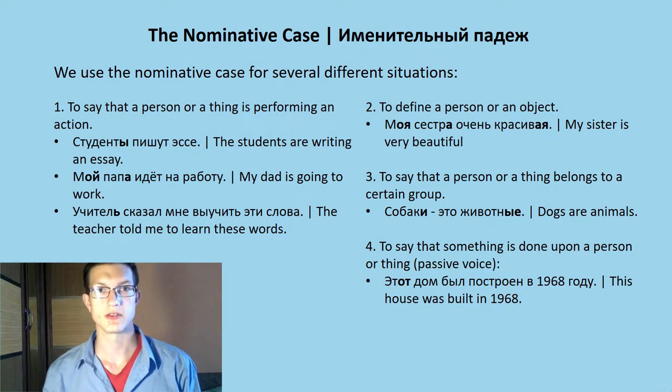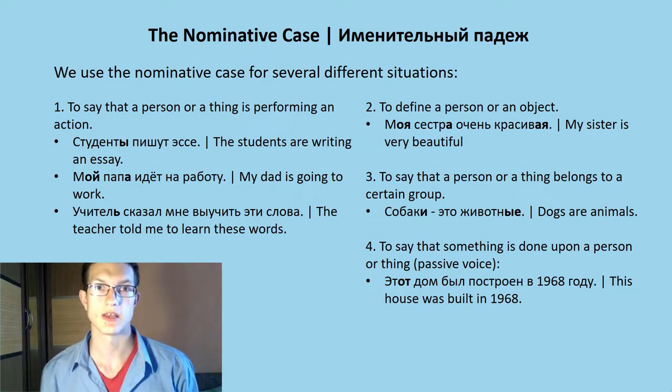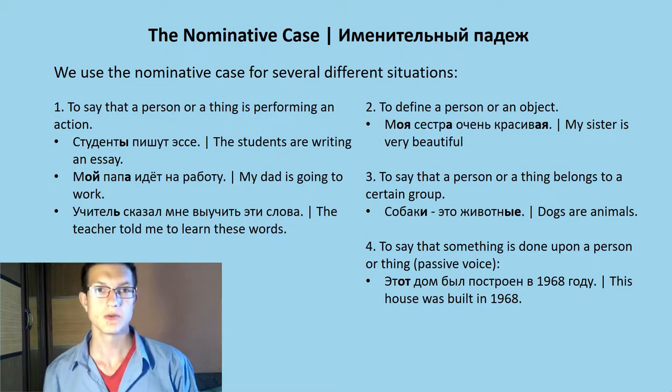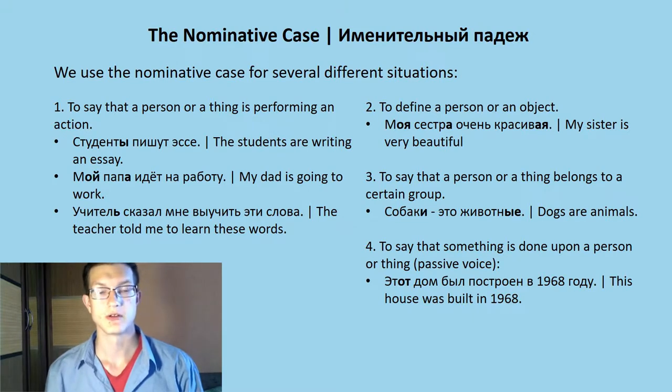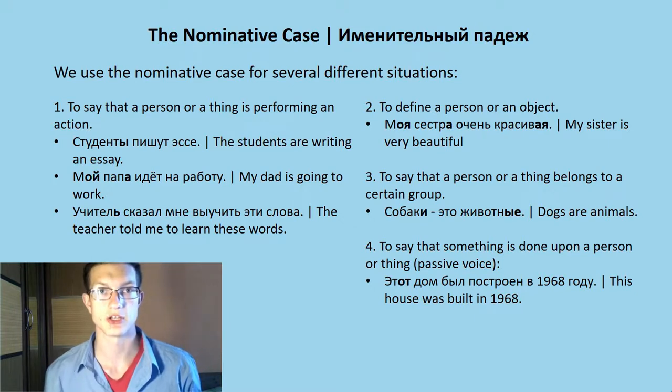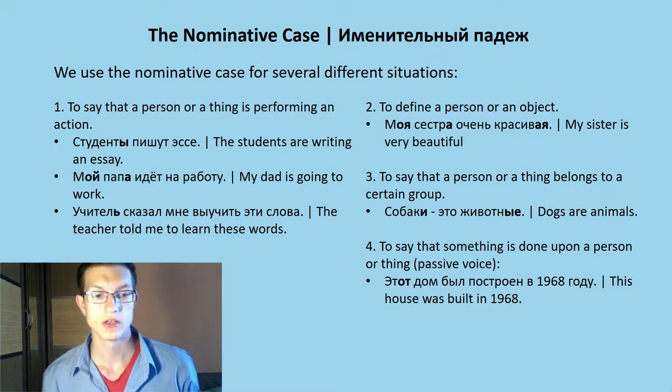So first, let's look at the nominative case. The nominative case is the initial form of nouns, adjectives, and pronouns. This is how they are in the dictionary. So what do we use the nominative case for? We use it for several different situations. For example, the first one, of course, would be to say that a person or a thing is performing an action. For example, студенты пишут эссе.